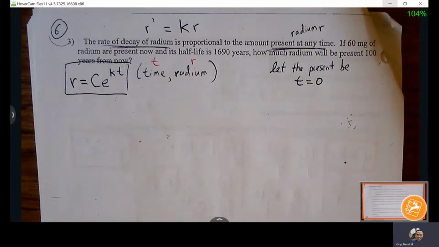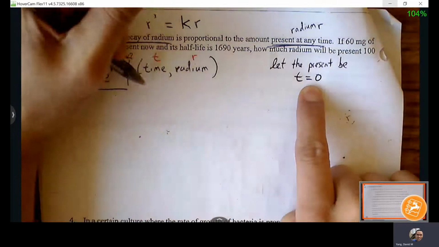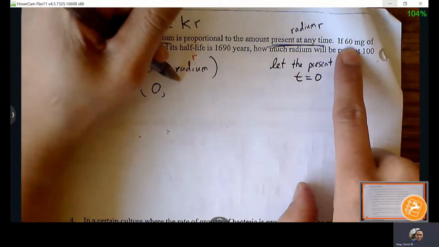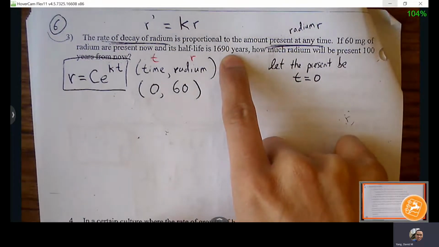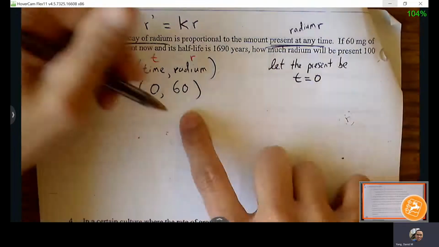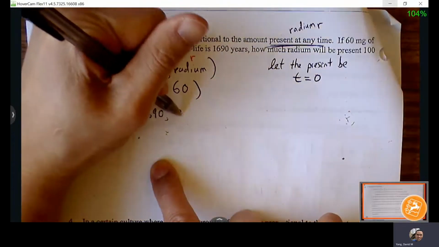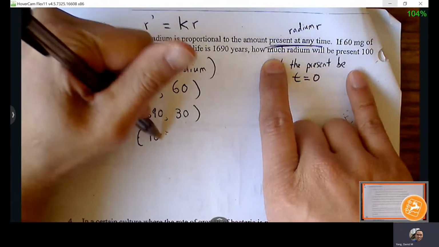It says if 60 milligrams of radium are present now, and its half-life is 1,690 years, how much radium will be present 100 years from now? So the earliest time that we see is present day now. So we'll let 0 represent the time when there's 60 milligrams of radium. We know that 1,690 years from now is the half-life. So that means 1,690 years from now, how much radium is going to remain? 30. And then it says how much radium is present 100 years from now.